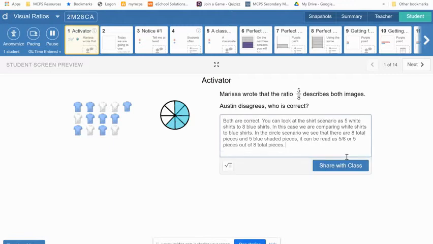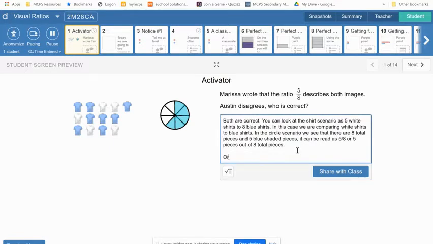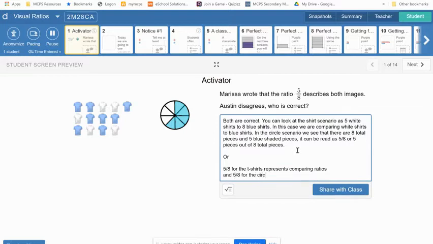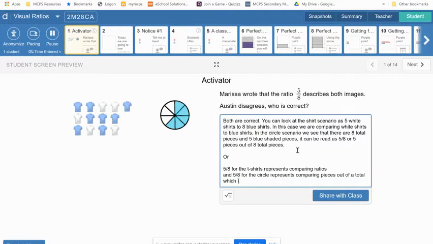We could write that as well. So you could say that, what I said above, or you could say 5/8 for the t-shirts represents ratios, and 5/8 for the circle represents comparing pieces out of a total, which is used for fractions. Okay.